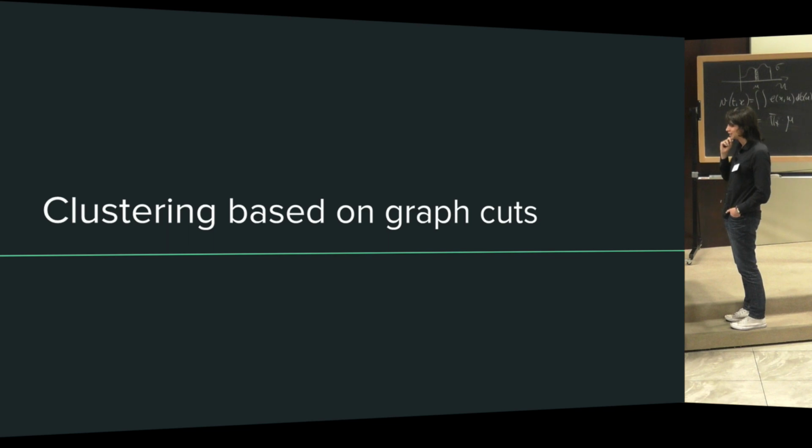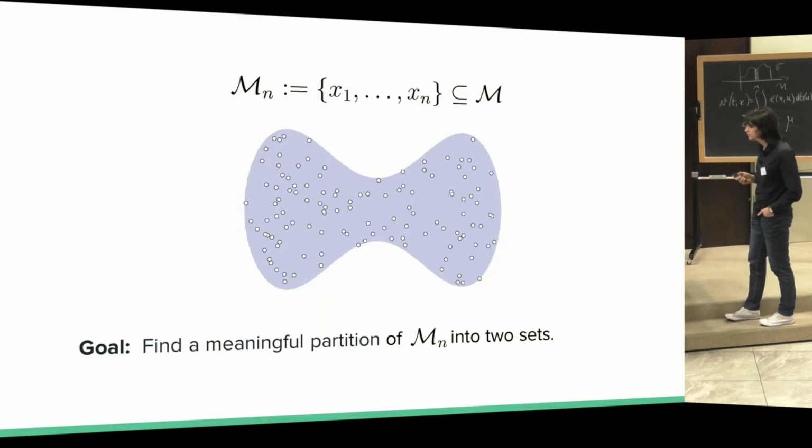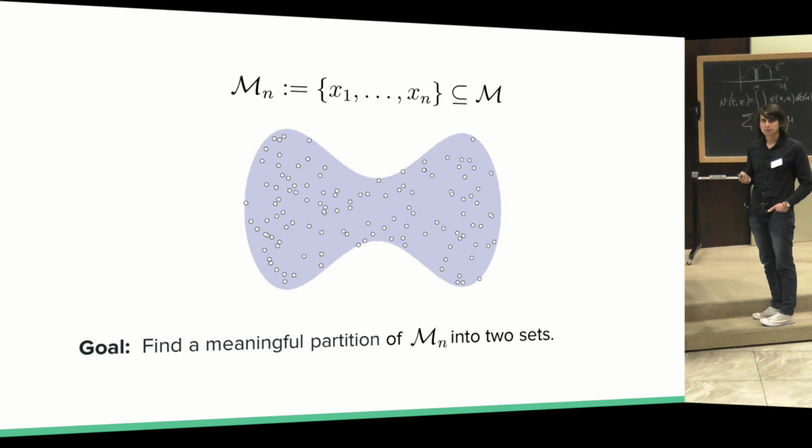Okay, so let's start with the first example, so clustering based on graph cuts. So just the toy model is going to be like this. So I have my point cloud. That point cloud is supported on the manifold M. And my goal is to find meaningful partition of the manifold into two sets, just toy model.